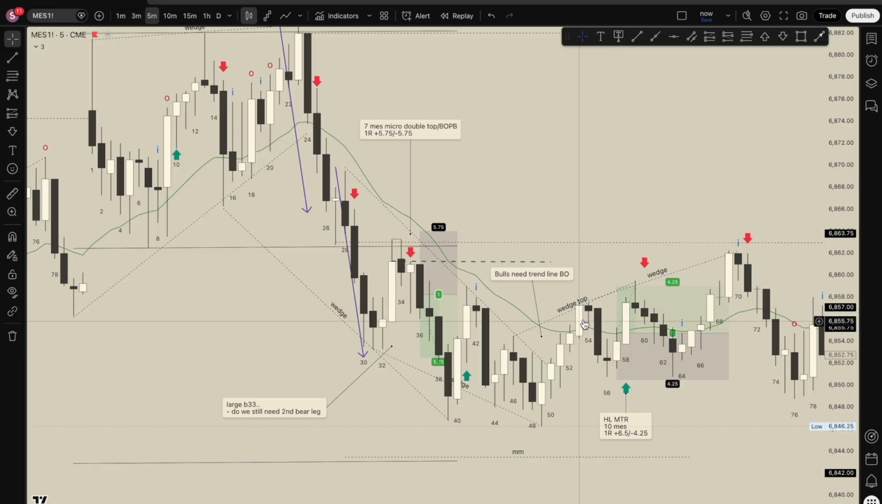Could you buy the close of bar 43? This bar is pretty big, a little bigger than the other ones, so it could be seen as climactic. 44.